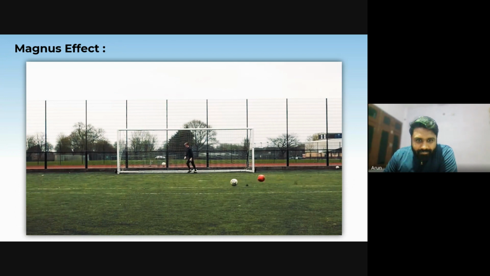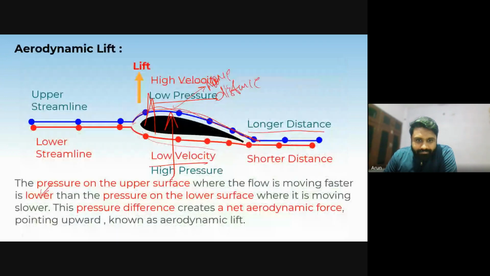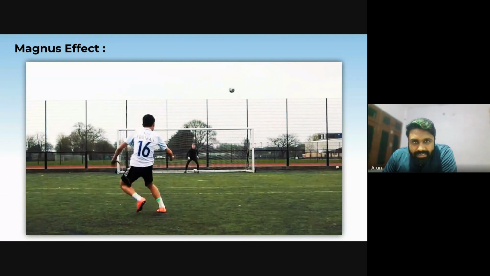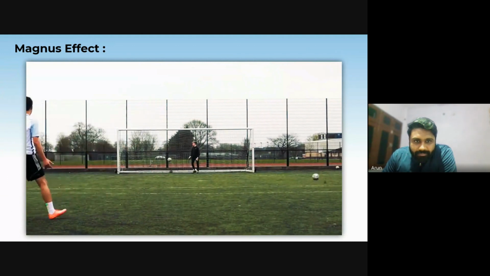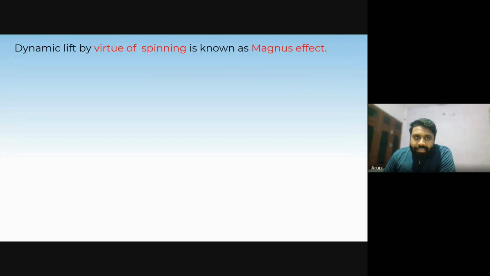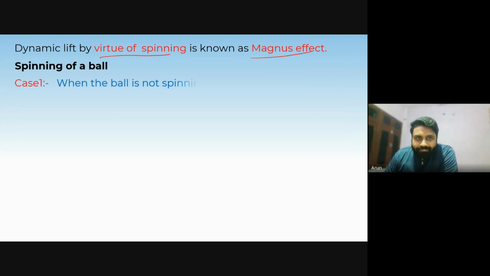So here you will see, if you have observed it, the ball is spinning, and instead of moving in a straight line, it is moving in a curved path. Why is it happening? This why should arise in your mind. Dynamic lift by virtue of spinning is known as the Magnus effect. Okay, we will understand it.